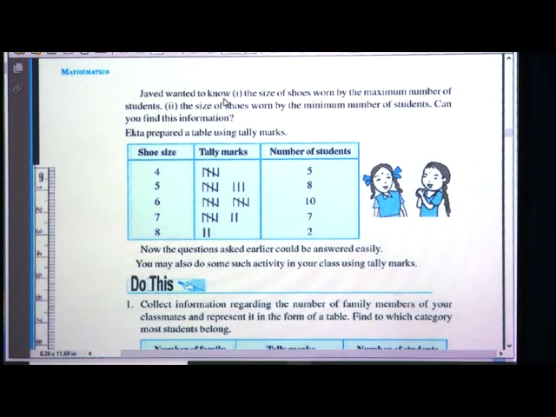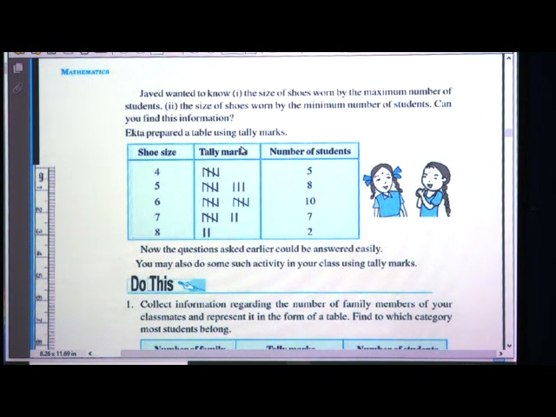Javed wanted to know the size of the shoes worn by the maximum number of students, and the size of the shoes worn by the minimum number of students. Can you find this information? Now, Javed has been asked to find the size of the shoes worn by the maximum number of students and the size of the shoes worn by the minimum number of students.